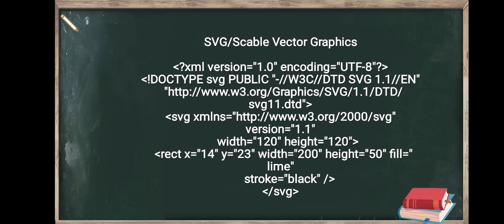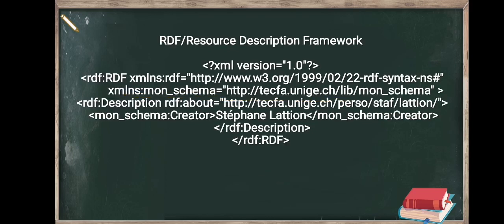So this is the example of XML namespaces, scalable vector graphics. So let's go now to the third example. The third example of XML namespaces is RDF or Resource Description Framework.